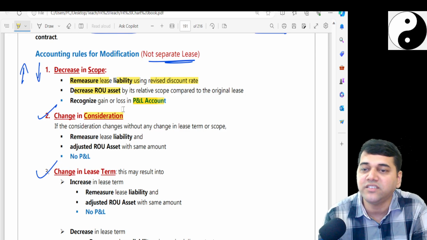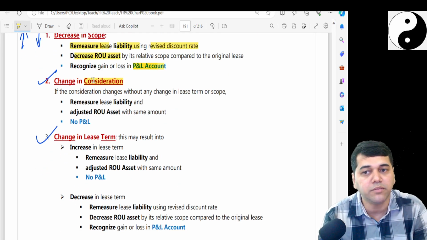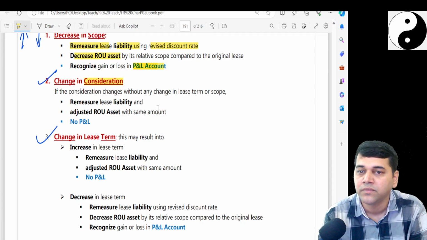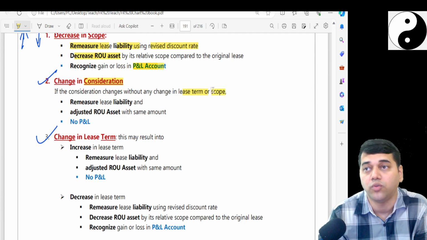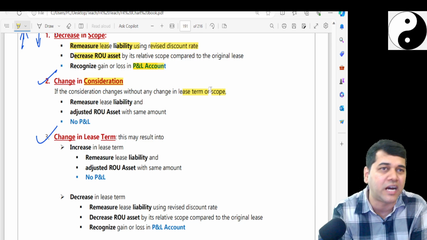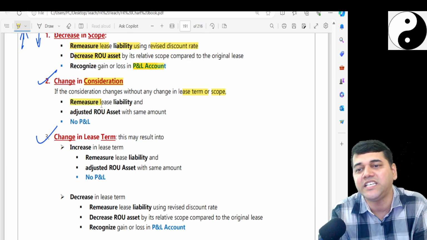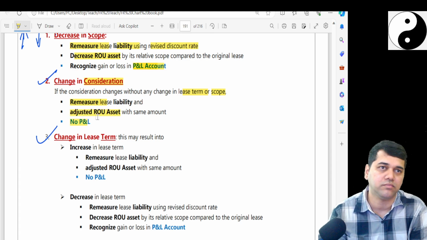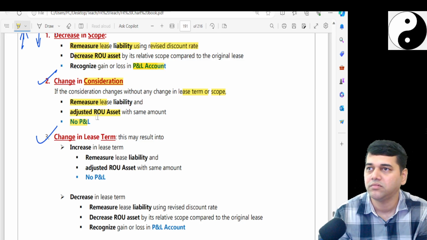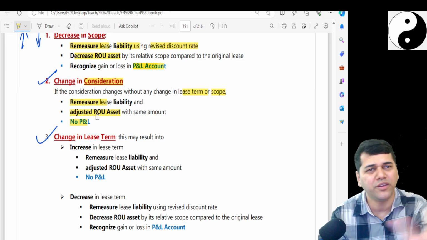Now, change in the consideration. Consideration may increase or consideration may decrease without changing the term or the scope. Only if you negotiate because of your hardship or whatever, then it is treated just like a remeasurement. Just adjust the ROU asset, no P&L. Like what we have done just now. Only consideration changed. You can call it by any name.